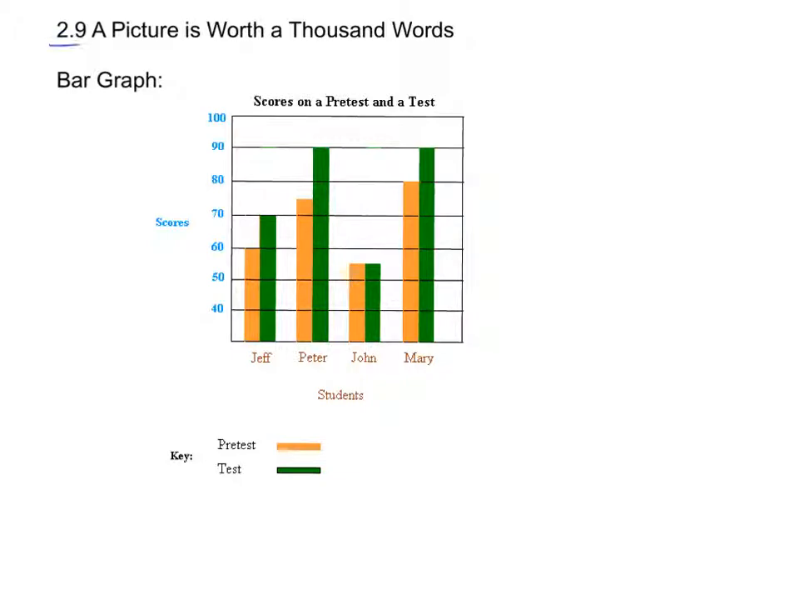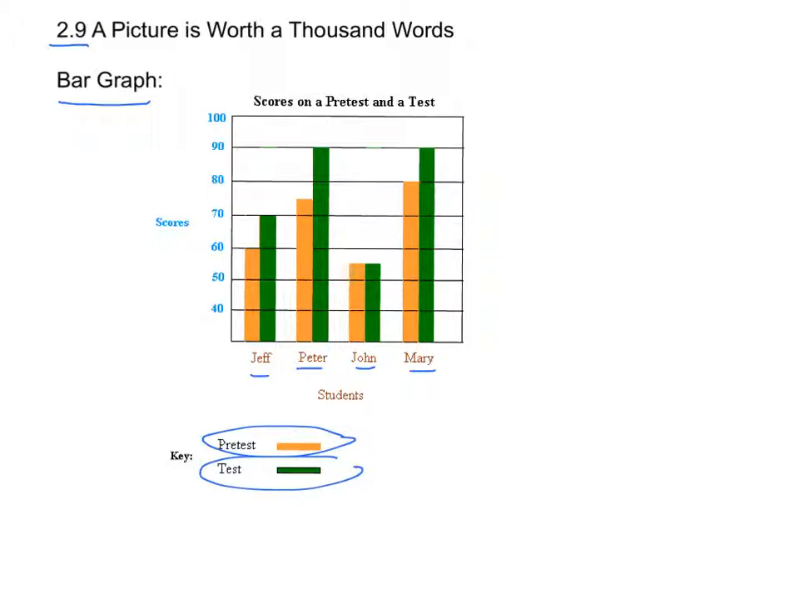So 2.9 talks about graphs and diagrams, which can be really helpful in solving problems. So it's really important that you know how to read graphs. So one type of graph that's really common is the bar graph. What a bar graph does is it compares multiple objects or quantities. For example, here we can compare Jeff, Peter, John, and Mary's scores on both a pre-test and a test.